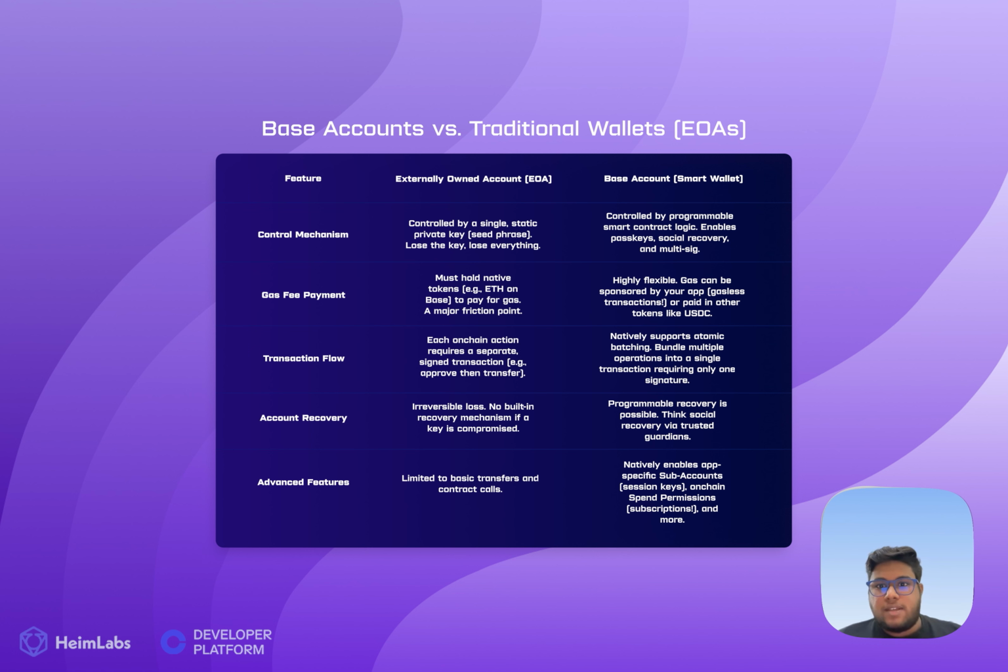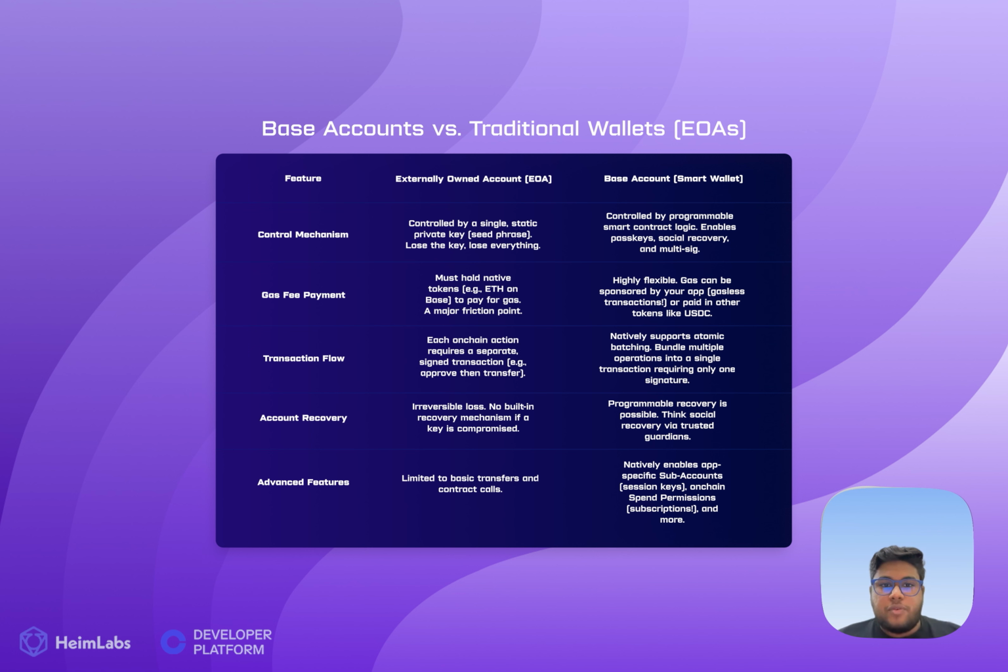Now let's see how this works in base accounts. In base accounts, control is by programmable smart contract logic. So you can enable multiple recovery options like passkeys, social recovery, and multisig as well. Now let's see how gas fee payment works. In externally owned accounts, you must hold native tokens to pay for gas, which is a major friction point. But when it comes to base accounts, these are highly flexible. Gas can be sponsored by your app, which is gasless transactions, or paid in other tokens like USDC.